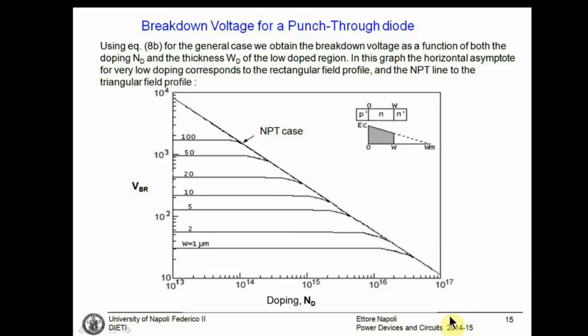This graph will show you how to decide the thickness and doping of the drift region, of the intrinsic layer of a diode, but this is also valid for many other devices. There are small exceptions, but this is a general rule.